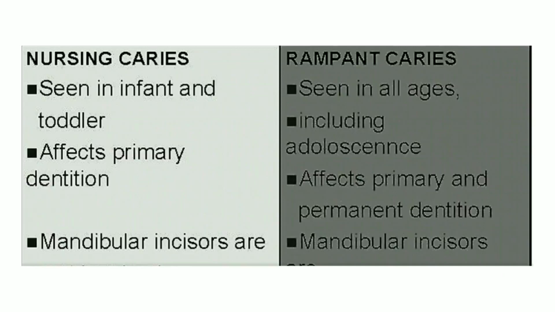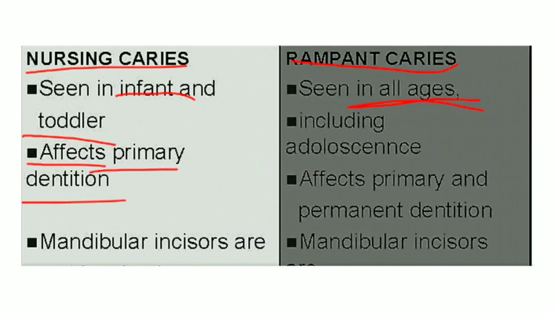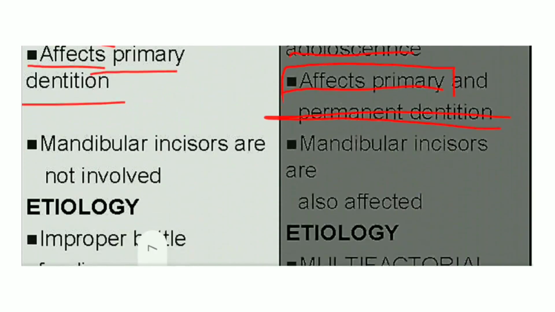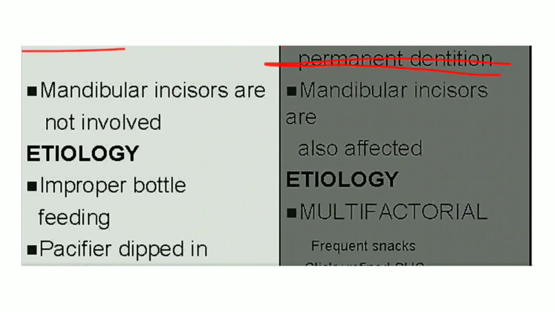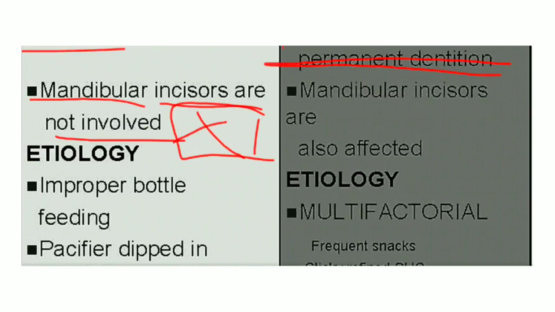Now let us see the difference between nursing caries and rampant caries. Nursing bottle caries is seen in infants and toddlers, while rampant caries is seen in all ages. So this is the first difference. Nursing bottle caries usually affects the primary dentition, while rampant caries includes adolescence. After primary dentition, it will also affect the permanent dentition as well. So here both dentitions are involved. In nursing bottle caries, mandibular incisors are not usually involved. Very important point. And in rampant caries, the mandibular incisors are also affected.